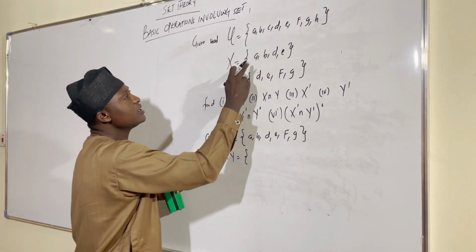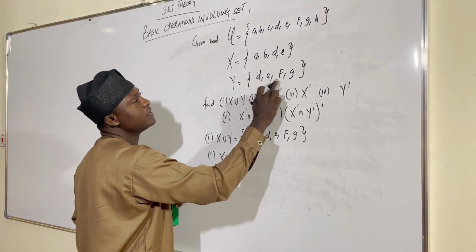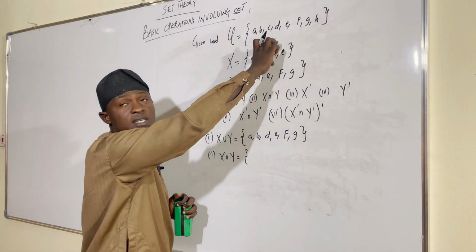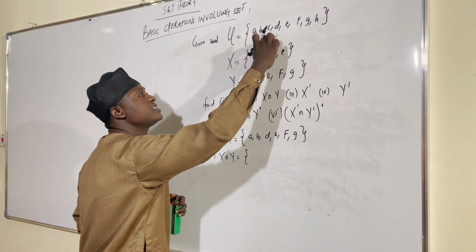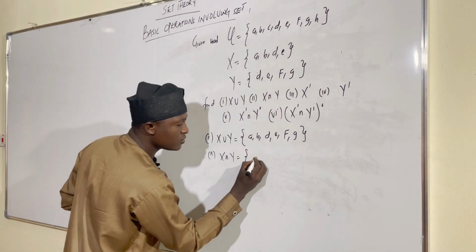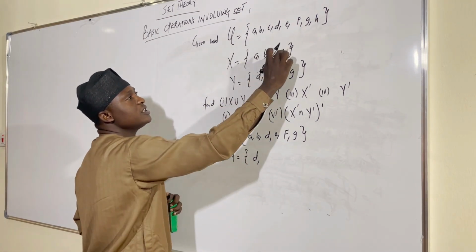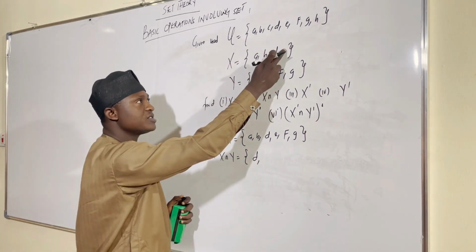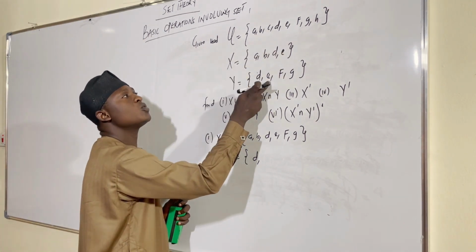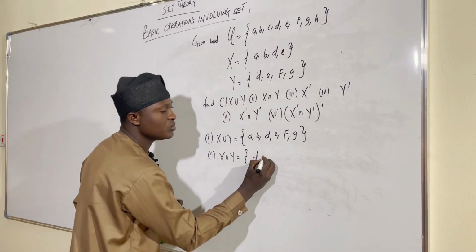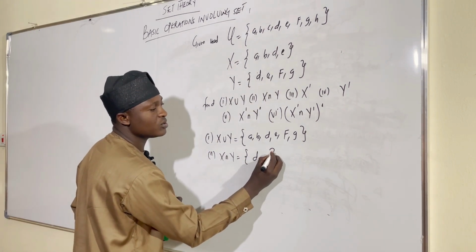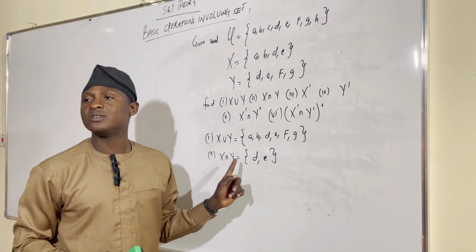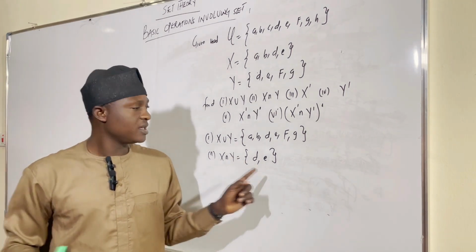Let's check. We have A here, no element A here. B here, there is no B here. But you can see, do we have D? Yes, we have D. D is in X and also in Y. So pick out the first one. E, do we have E under Y? Yes, there is, because we have E under X and we also have E under Y. So we pick out. Apart from that, there's no other element. That means the value of our X intersection Y is going to be D and E.